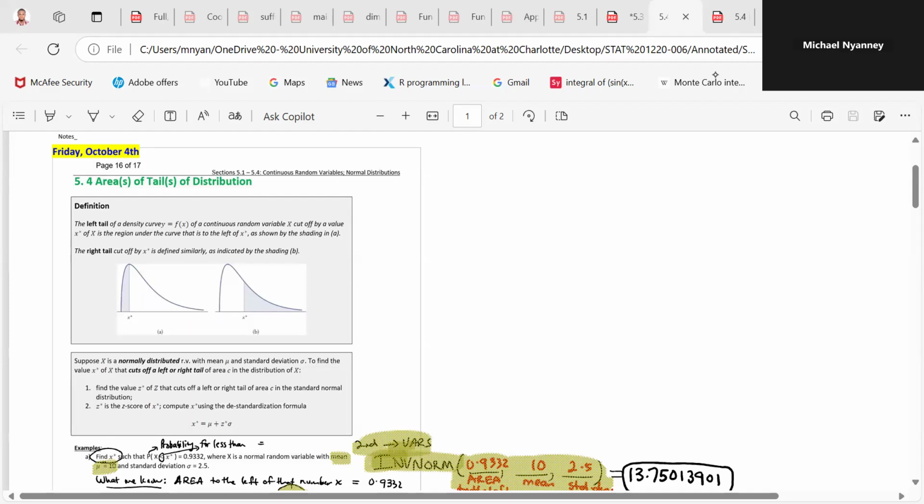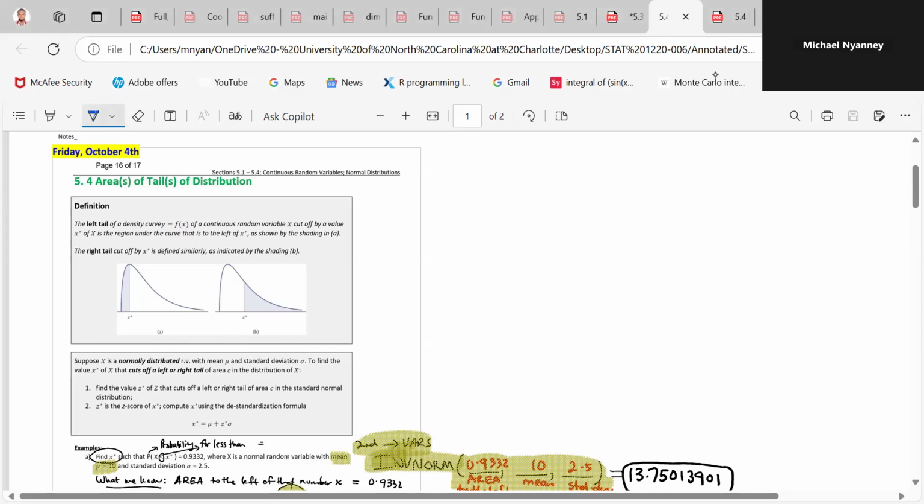So at the end of 5.3, I demonstrated an example. We have some definitions when you talk about the left tail and the right tail. The left tail is the value that cuts off the left area of our density function, and the right tail is the value that cuts off the right tail of our density function. As you can see in the diagram, we have it demonstrated.